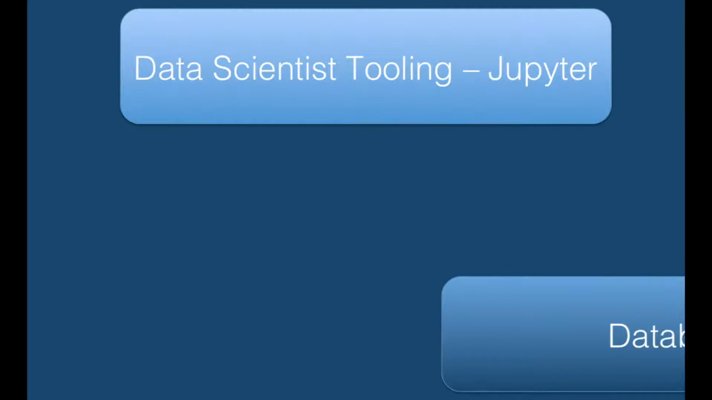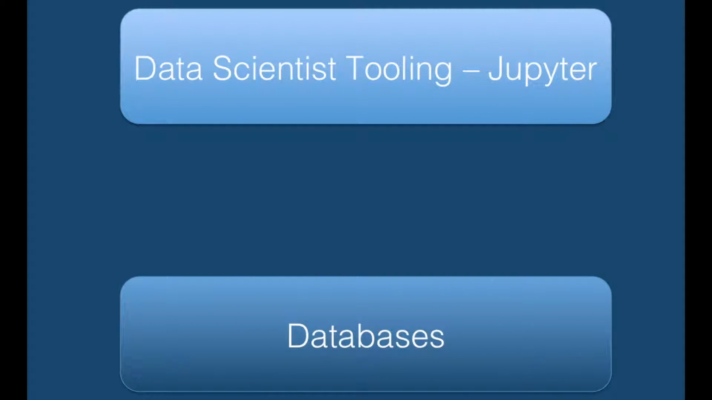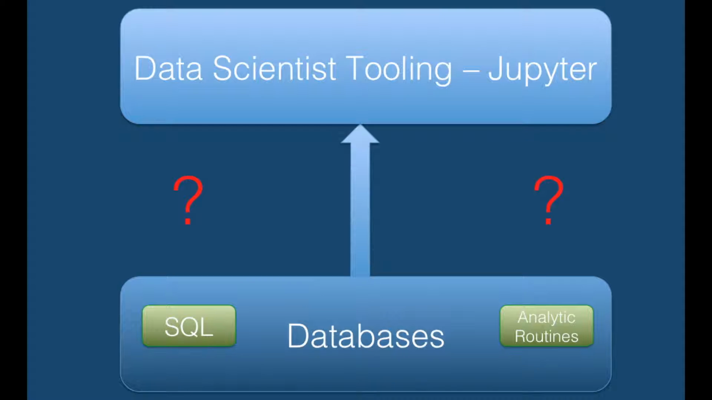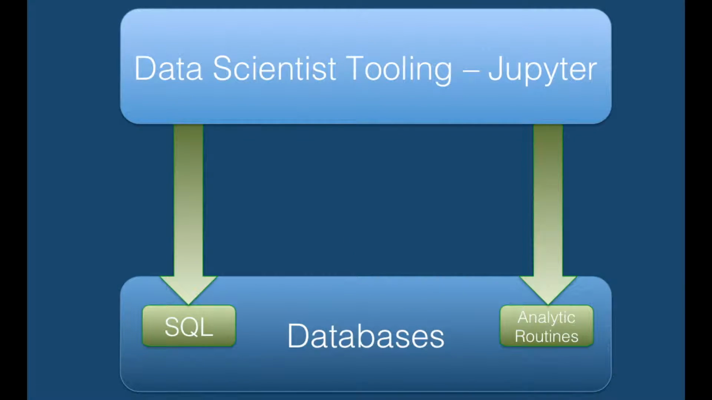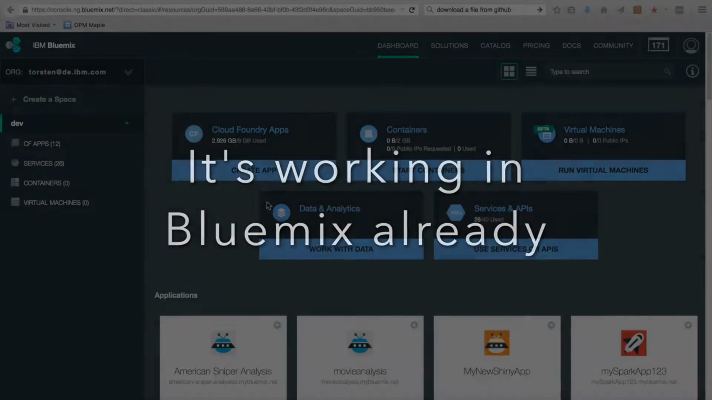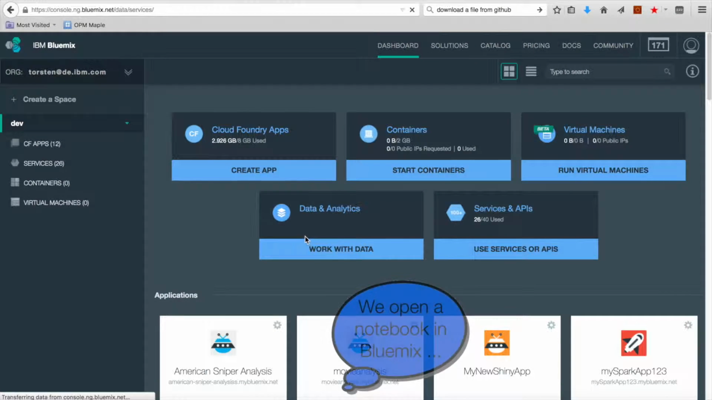In the data science community, notebook frameworks like Jupyter are rapidly gaining popularity these days, and there are also standard ways to access and pull data from databases. But they mostly ignore the capabilities of SQL and in particular built-in analytic routines. So I'm going to show you now a way to make this possible in a very natural way for notebook users. This is working in Bluemix with the analytic services and -db.